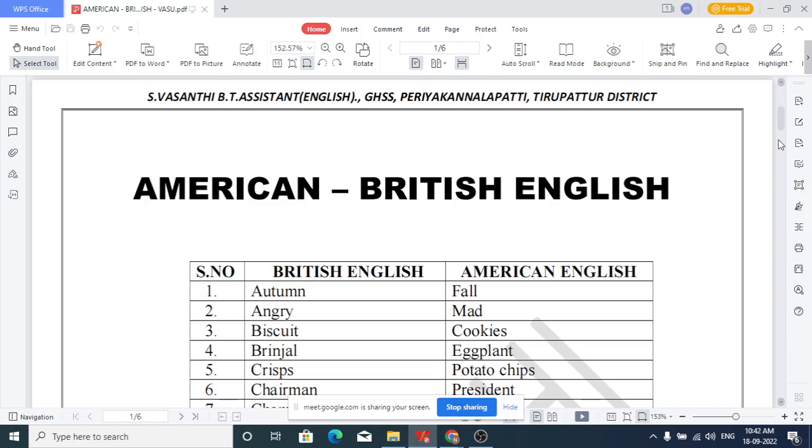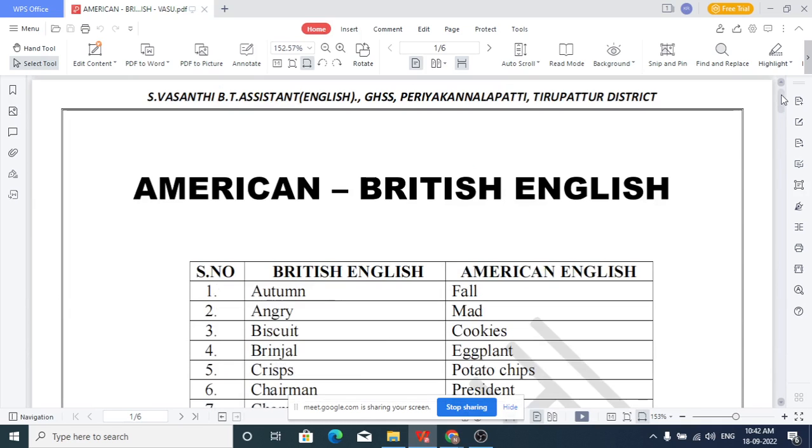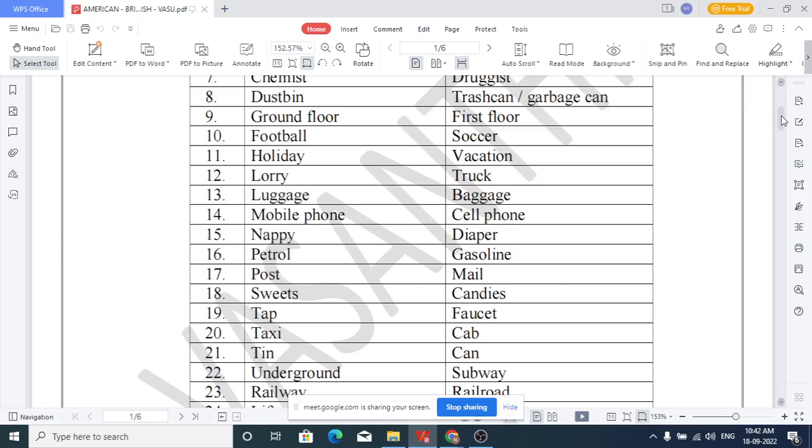Then the leader of the house is called chairman. In America, it is called president. So there is no such term as chairman there. Then, chemist, the pharmacist, we call him a chemist. There they call it a druggist. Druggist means the person who owns a pharmacy, a pharmacist. Here we generally call him a chemist.